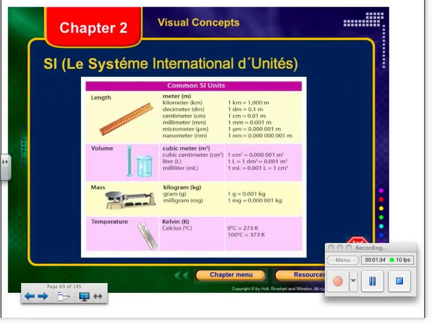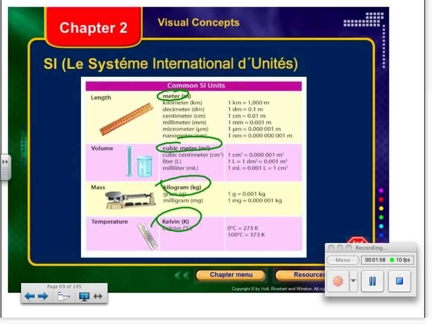For length, we have the SI unit called the meter. That is the base unit. These are other units derived from the base unit. For volume, we have the cubic meter. For mass, the kilogram, and for temperature, the Kelvin. These are all base units.